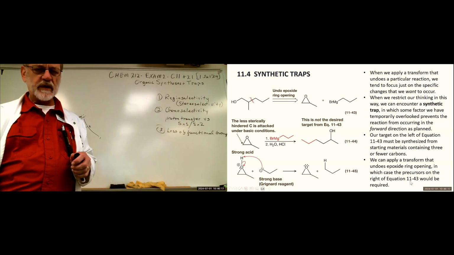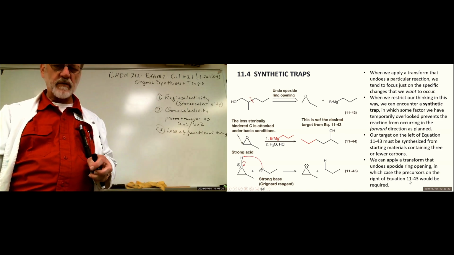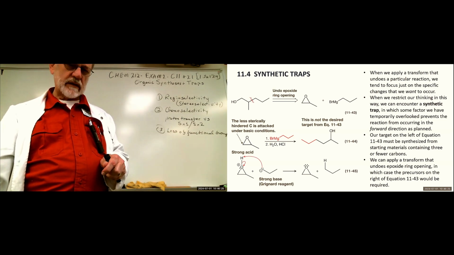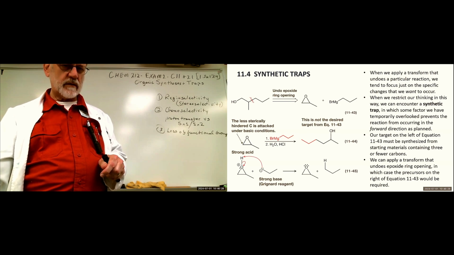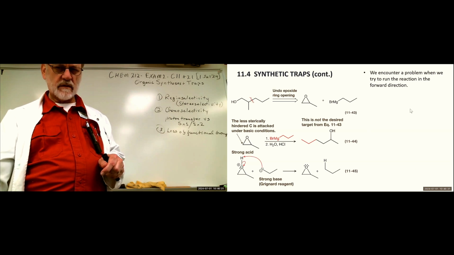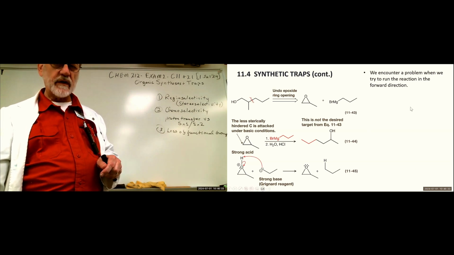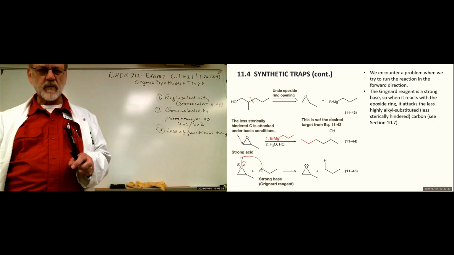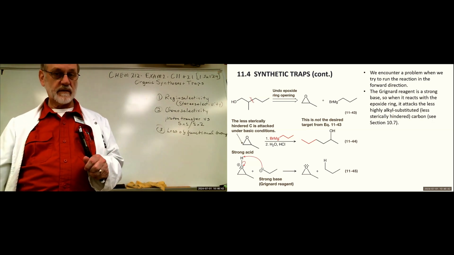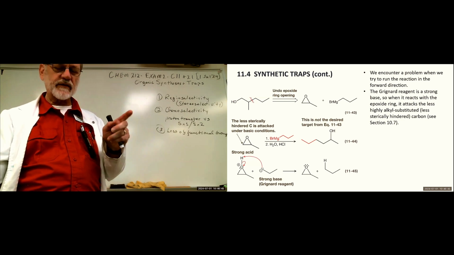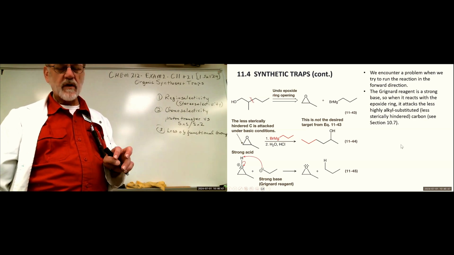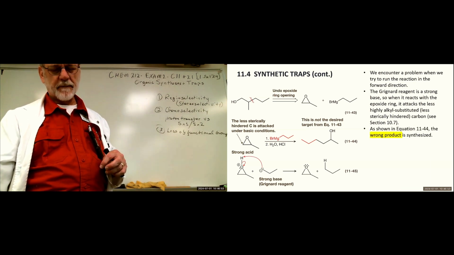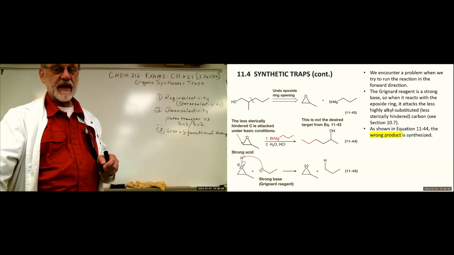So when we apply a transform that undoes the epoxide ring opening, the precursors of the right reaction would be required. All right. So it's not working the way we want it to. The problem we run into is when we put the reaction in the forward direction, the Grignard reagent is also a strong base. So when it reacts with the epoxide ring, it attacks the less highly alkyl substituted carbon. So the wrong product is synthesized.